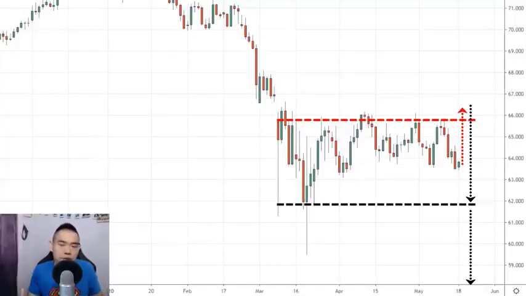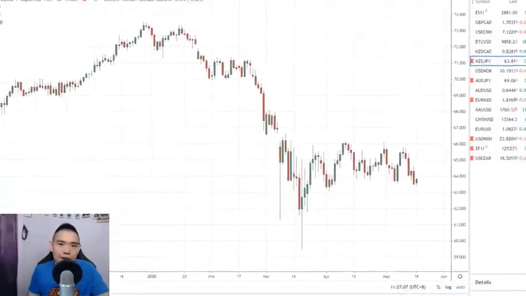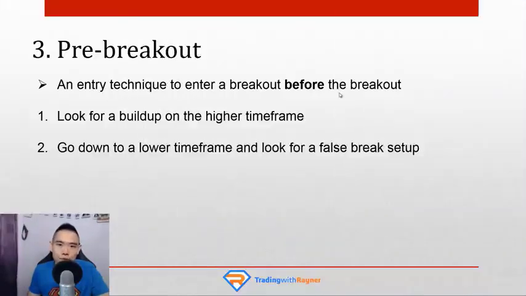So this is powerful stuff, right? Don't underestimate the pre-breakout technique. And I'm not doing anything fanciful over here. All I just did is combine concepts that you have learned earlier. That's it. Okay, moving on.